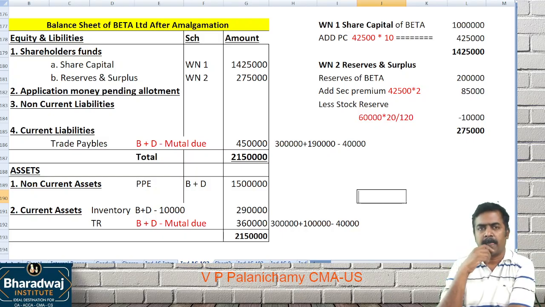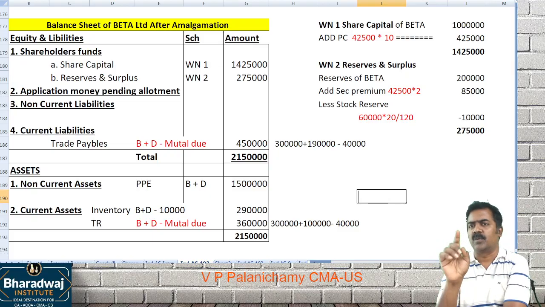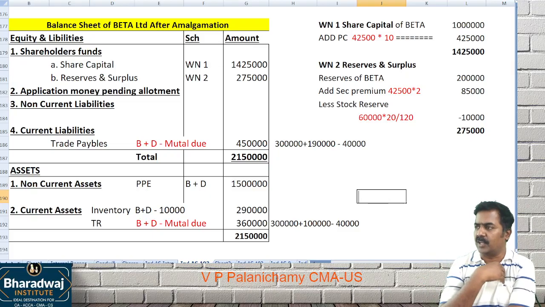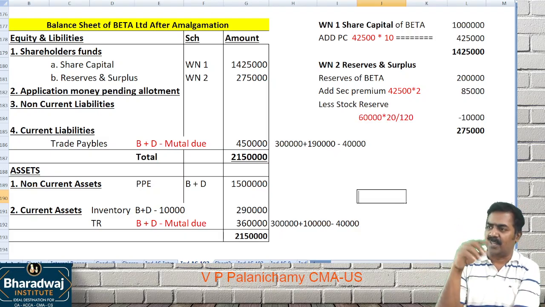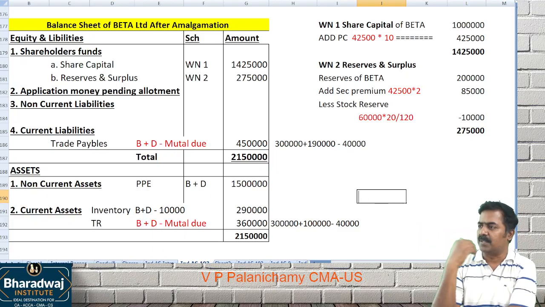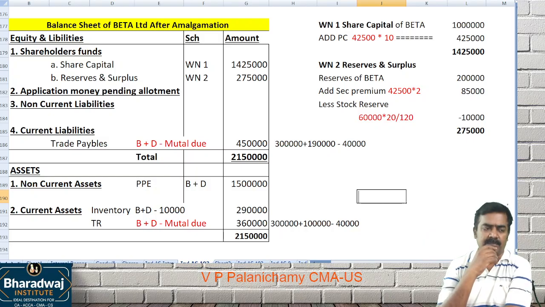Done. What is extra in this question? Number one, the selling company's investment we are not taking over, because that's nothing but our own shares. Number two, we eliminate which one? Mutual dues, and of course we eliminate which one? Trade receivables and trade payables. That is the difference.